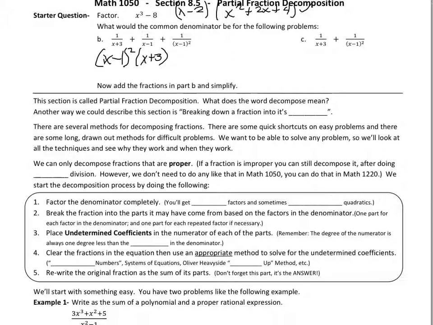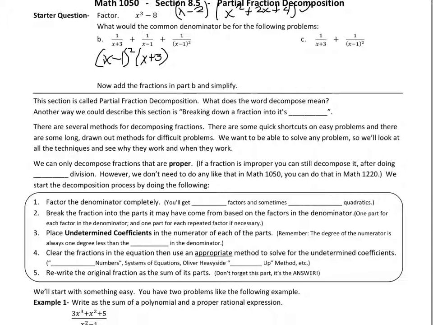All right, so what about part C? Yeah, it'd be the same common denominator, right? X minus 1 squared times x plus 3. Okay, and that's an important difference, okay, as we start doing our partial fraction decomposition here, okay?